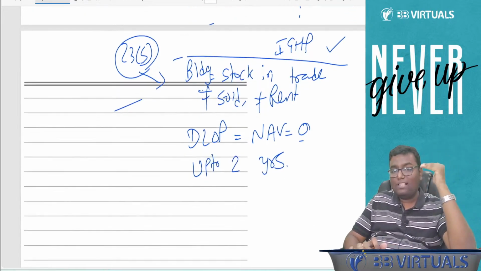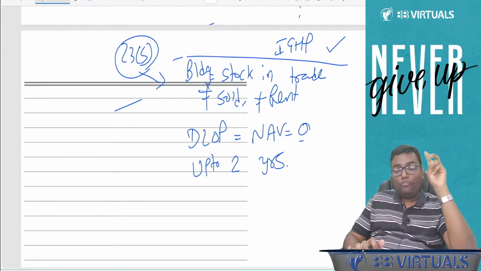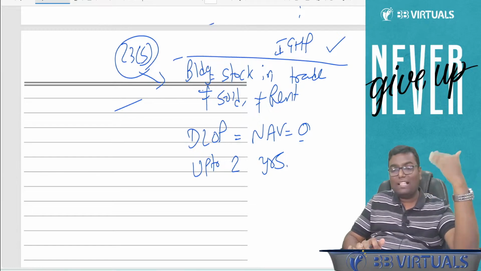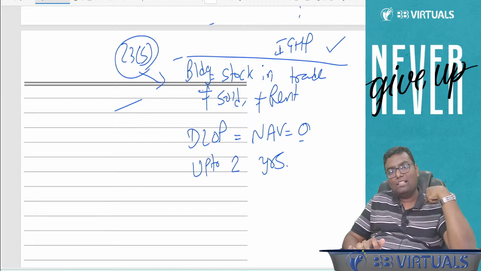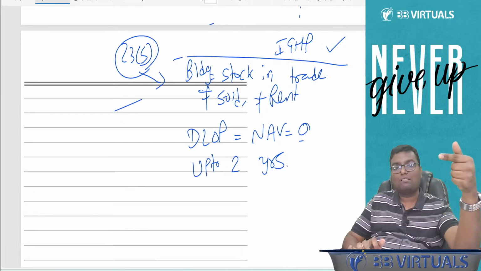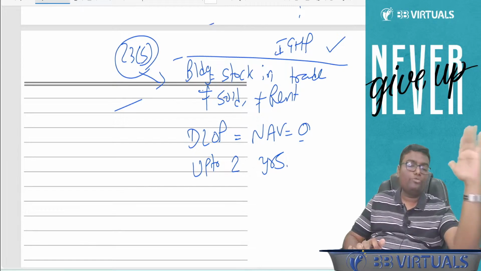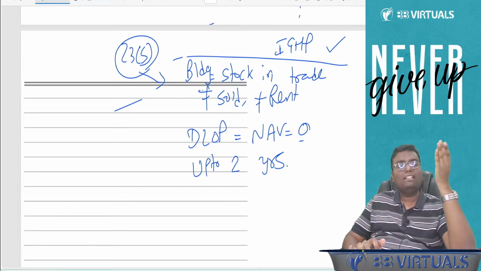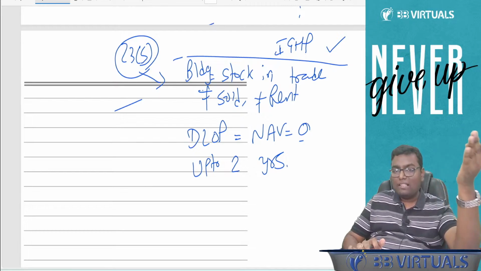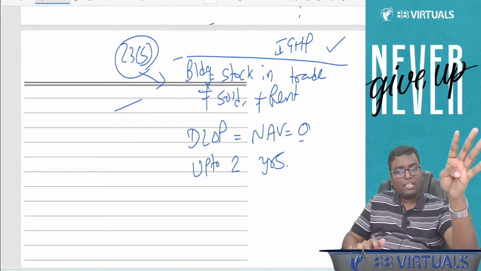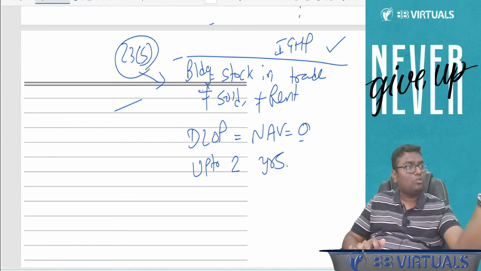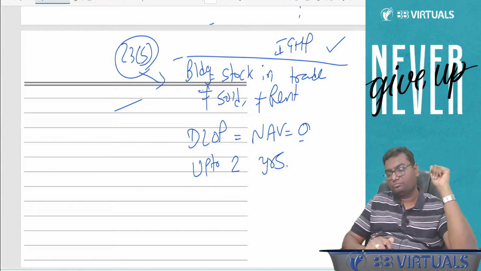Concession is given, but it is not a lifetime concession. If you could not sell the property up to 2 years, your NAV will be 0. If after that also it is still there in your stock in trade, we will start calculating notional rent. We will tax you after 2 years. The benefit is only up to 2 years. So once again, this benefit is given to the builder for whom the building is stock in trade. And what is the concession given? Though it is a house property, though it is a deemed let out property, the net annual value will be counted 0 up to 2 years.